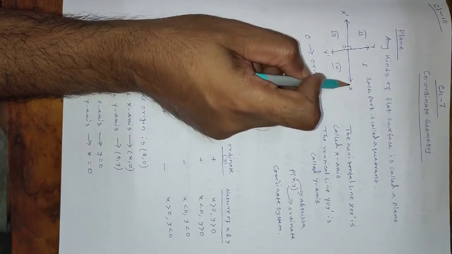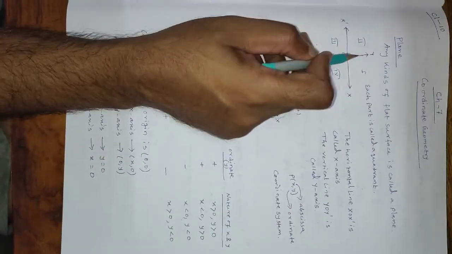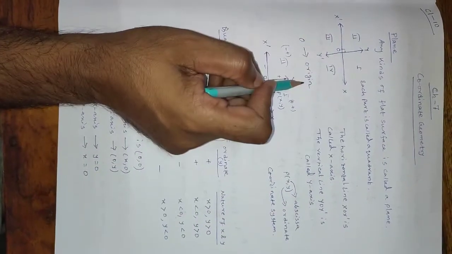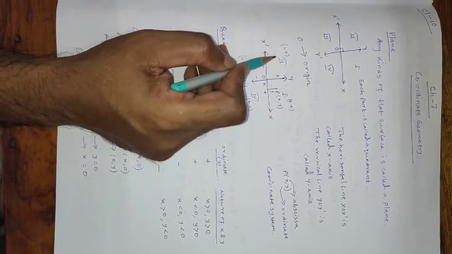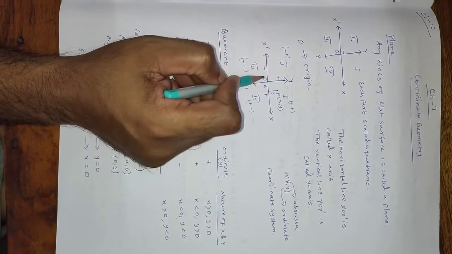This line is the horizontal line. So the horizontal line XO, X dash is called the x-axis, and the vertical line YO, Y dash is called the y-axis, and point O is called the origin. Let us draw once more. This is your first quadrant, second, third, fourth. X, X dash, Y, Y dash, O.